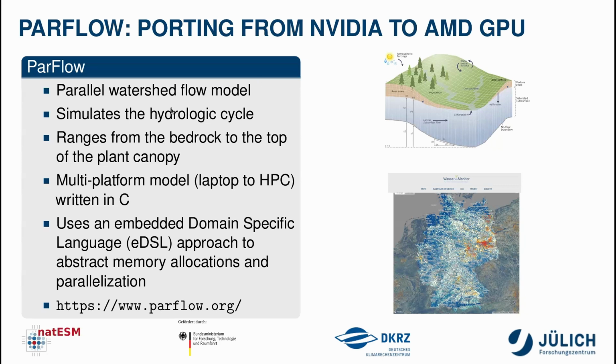So the path flow model is a parallel watershed flow model which simulates the hydrological cycle. So basically from rain, river runoff, and groundwater or water in the soil. So it just rains from on top of the plant canopy to the bedrock. This model is quite mature. It's written in C and can be used on many platforms. It can run on a laptop and on HPC systems.